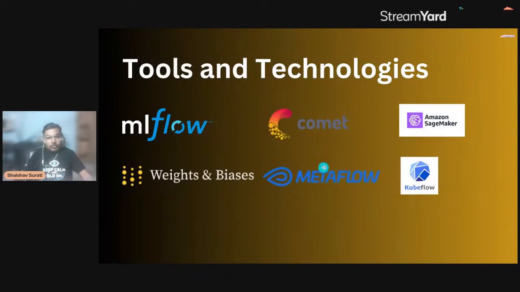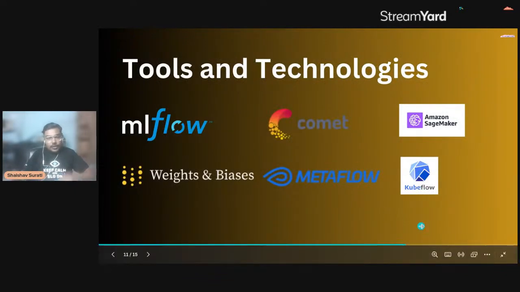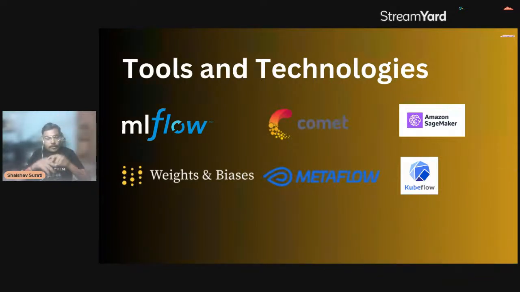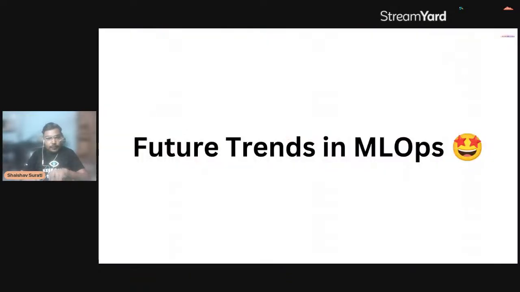There are some tools and technologies we are using for MLOps. One is MLflow, another is Comet, AWS SageMaker. AWS SageMaker is a fully managed ML workflow. Here are others: Kubeflow, Metaflow, Weights and Biases.